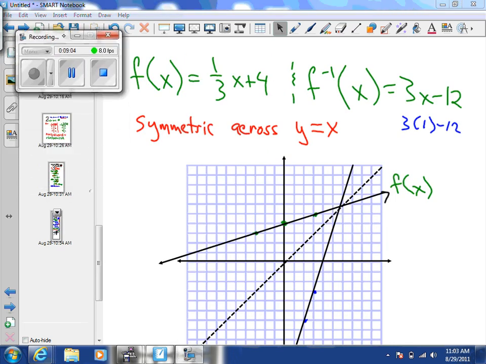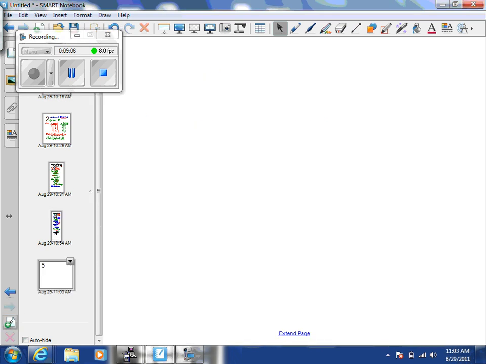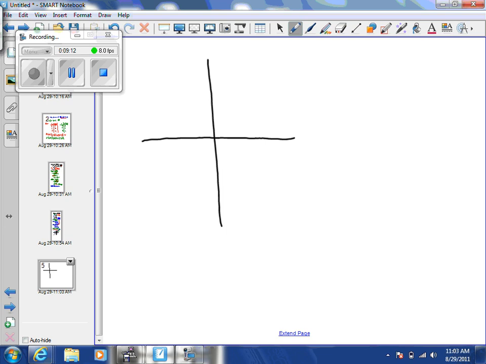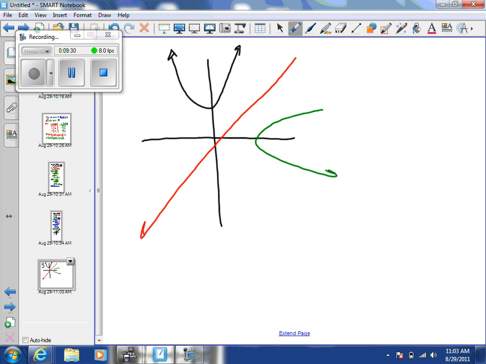Let me reduce this here. Let's move this. Where we run into a problem, though, is sometimes if I graph the original function, it may look something like this, like a parabola, poorly drawn, but nonetheless a parabola. Here's my line y equals x, something like that. Imagine that goes right through 0, 0. Well, the inverse of that is going to be something over here like this.